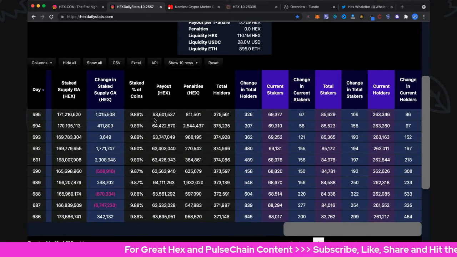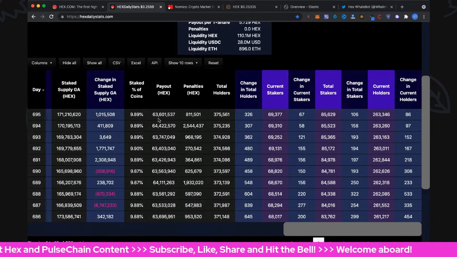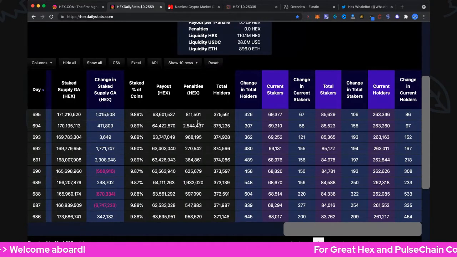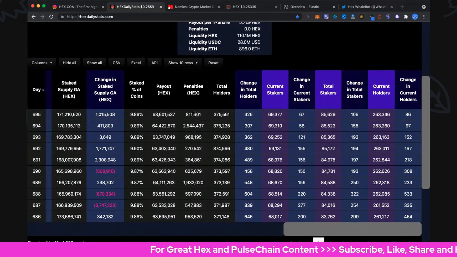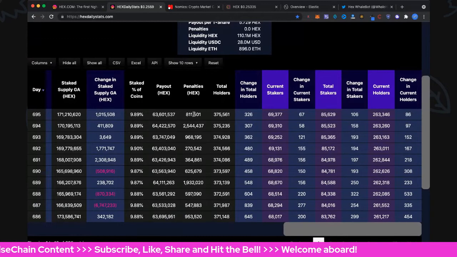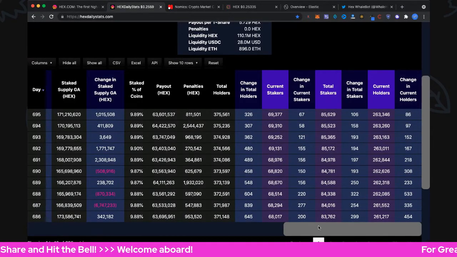What else we got? Payout per HEX. So people that are staking earn HEX, that they get at the end of the stake, of course. And that's stake early unstake, and in that case we get the penalties. So that's 63.6 million HEX paid to stakers, nice, and 811,000 penalties, which is actually not too bad. Typically we get penalties of 270, 300, but obviously with the price moving down, you're still going to get some pretty decent penalty days. So not too bad there. Not always the case though.